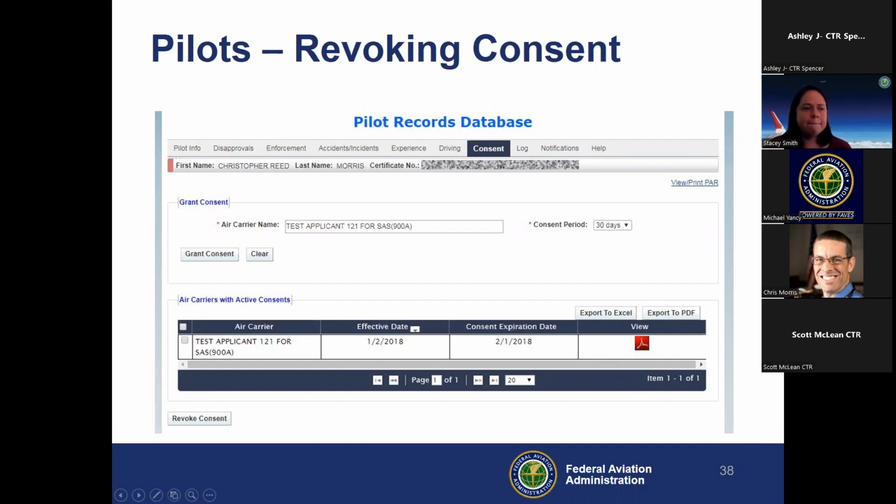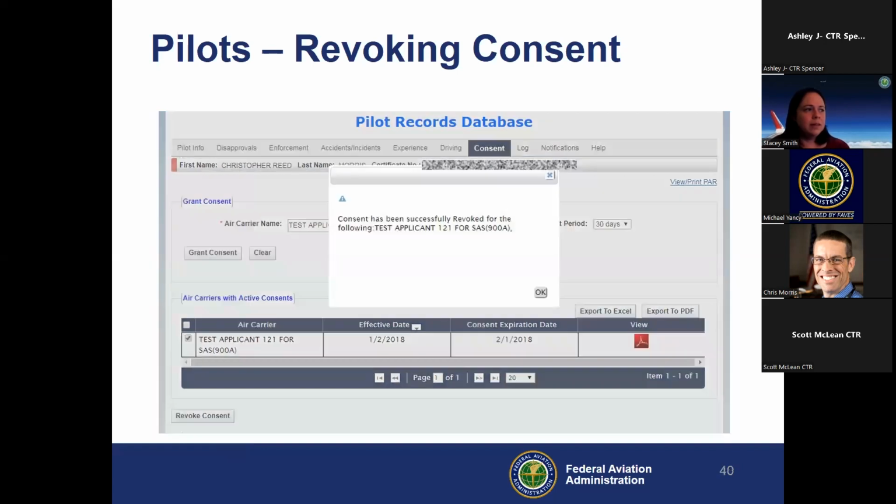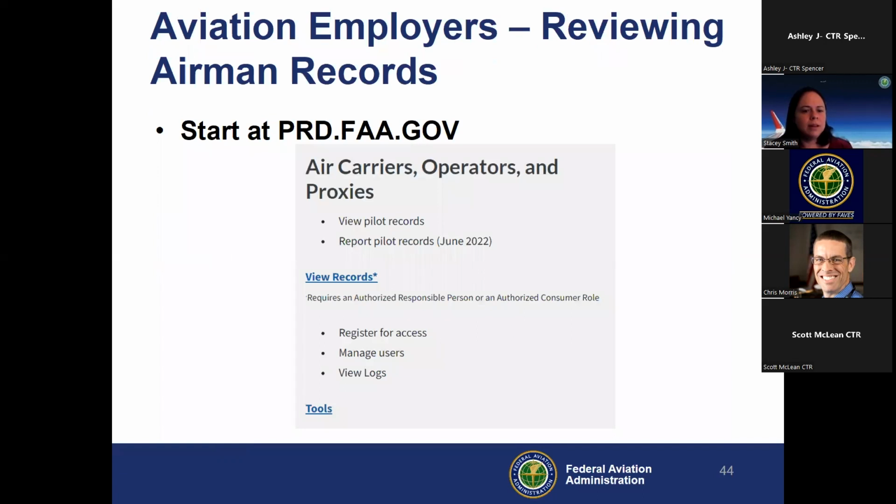Now, if you need to revoke the consent, or maybe you selected the wrong carrier, then we'll just check this box over here. Select the revoke consent. And the consent will be revoked. That air carrier will no longer be able to access your information in the system. Click on OK. And that's it.